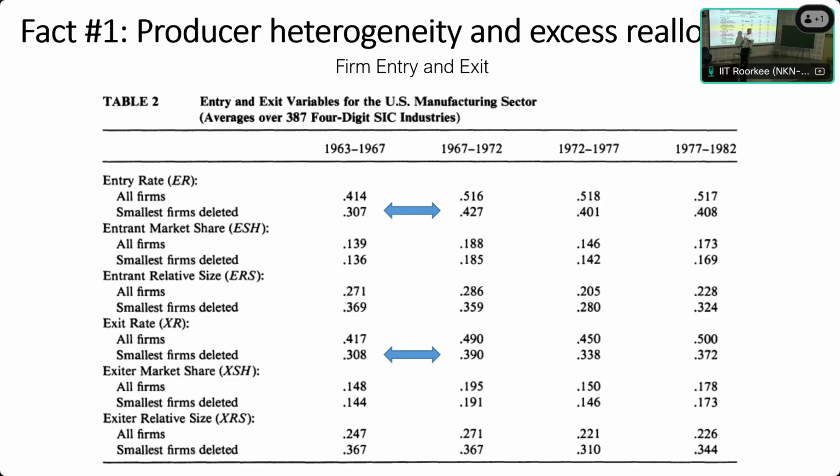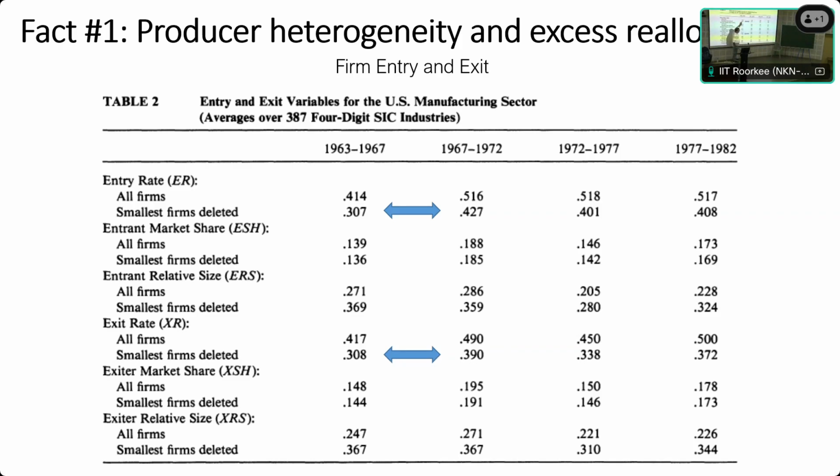So how to calculate this entry rate? What is the denominator? The entry rate is the new firms starting operation divided by the total number of firms that existed in the industry. So if you are observing firms over time and you suddenly see a new firm joining, you get a one for that firm, divided by the total number of firms in that industry. You can see the entry rate is about 41%.